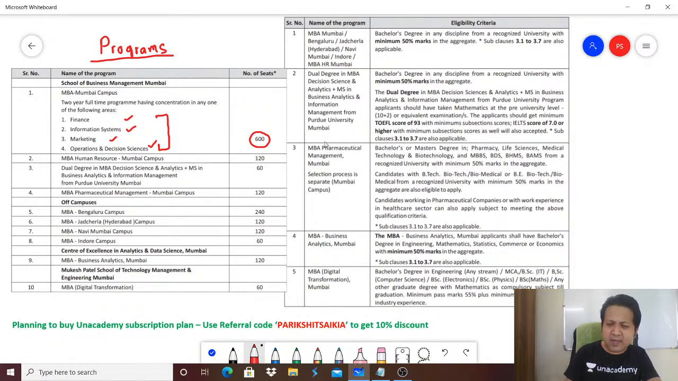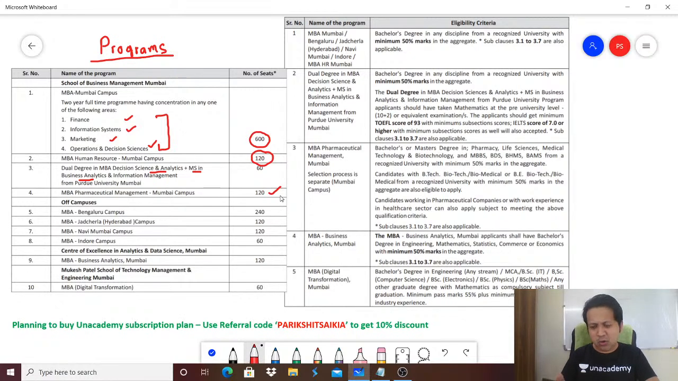Next is MBA in human resources, again in the Mumbai campus. This is also very much sought after. 120 is the intake for human resources at the Mumbai campus. Then you also have a dual degree in decision science and analytics plus an MS in business analytics and information management. For this, there are 60 seats available, again in the Mumbai campus. And then you have MBA in pharmaceutical management.